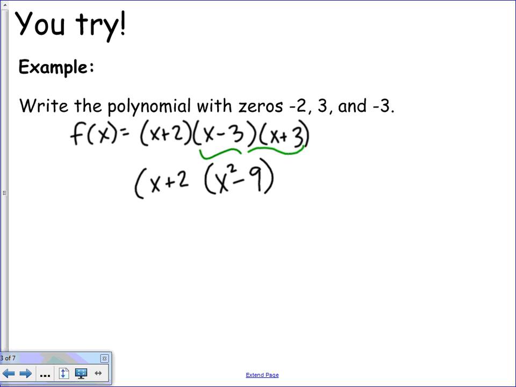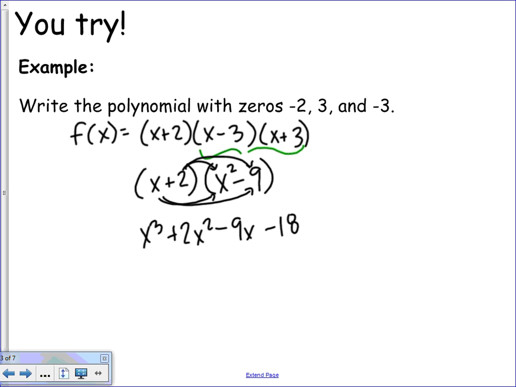And then we have x plus 2 left over. FOIL this out, and we're going to get x cubed plus 2x squared minus 9x, and then minus 18. And nothing is a like term, so then I have a 4-term cubic polynomial. Some people were missing a term as I was walking around, so see if you can find out where you missed it.